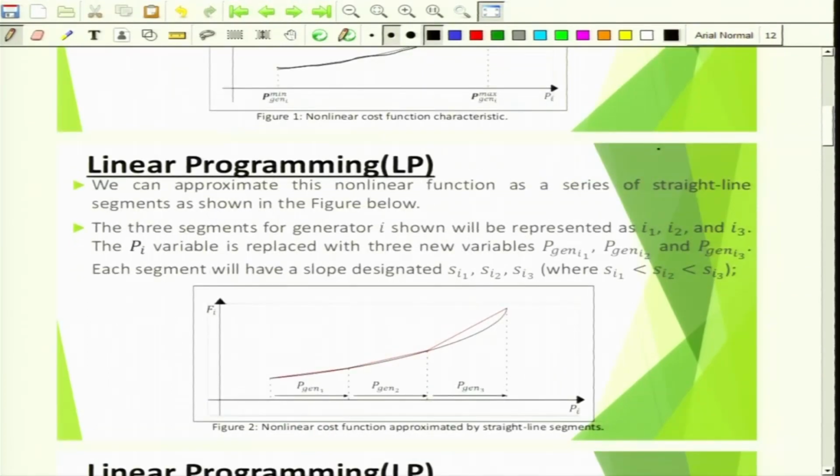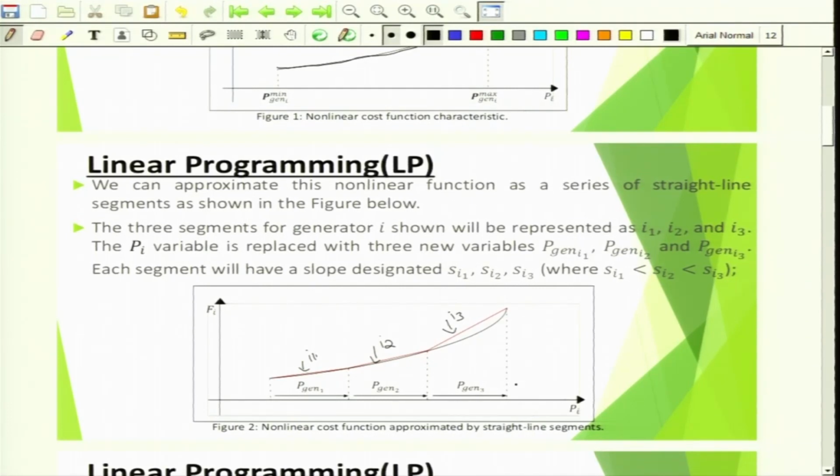Let us say we can approximate this nonlinear function as a series of straight line segments as shown in the figure below. Now this is the nonlinear curve. Now let us say I will take 3 segments. This is segment number I1, this is segment number I2, and this is segment number I3. It was earlier a nonlinear function. Now you will have 3 linear functions.